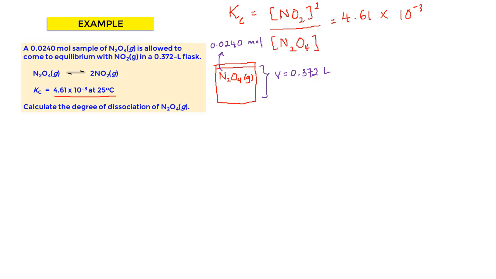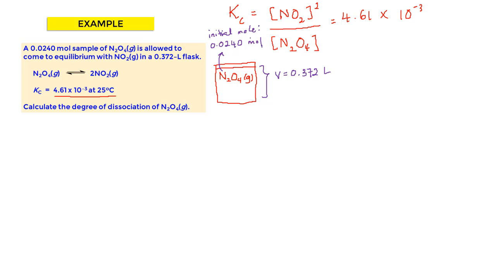Okay, maksudnya kita tidak ada maklumat tentang concentration. Dan yang kita ada ni pun adalah initial mole. Maksudnya ini adalah initial mole. Okay, mula-mula dia mesti masukkan reaktan itu ke dalam vessel ini. So, initial mole of N2O4 is 0.024 mole.